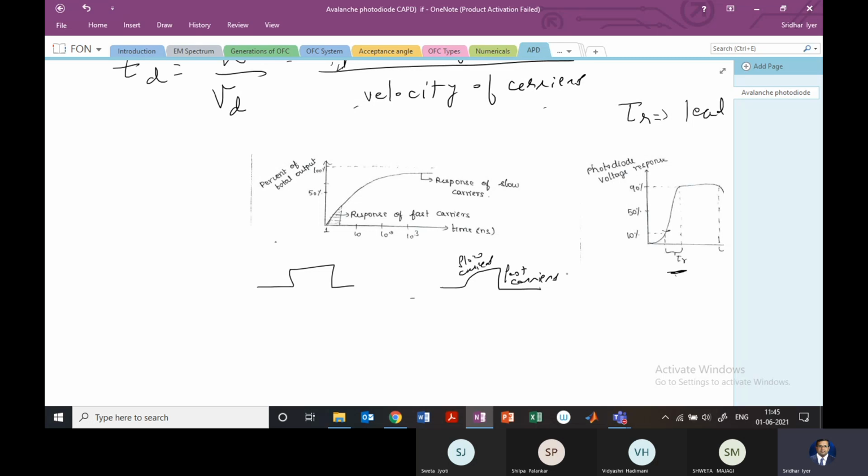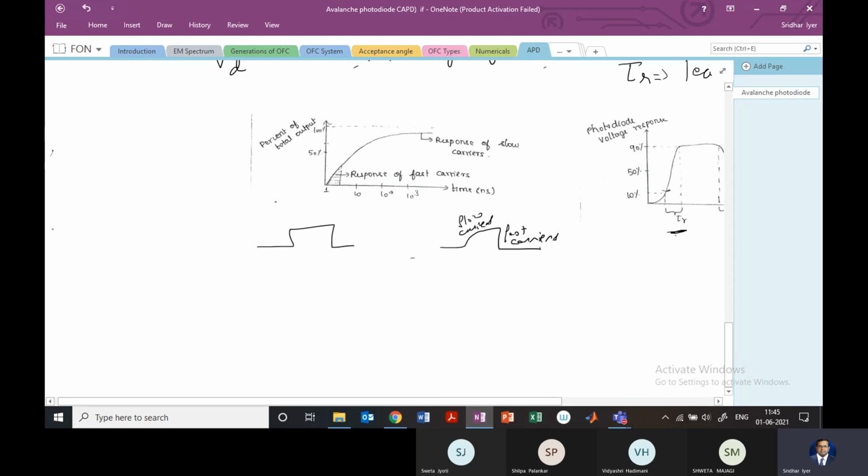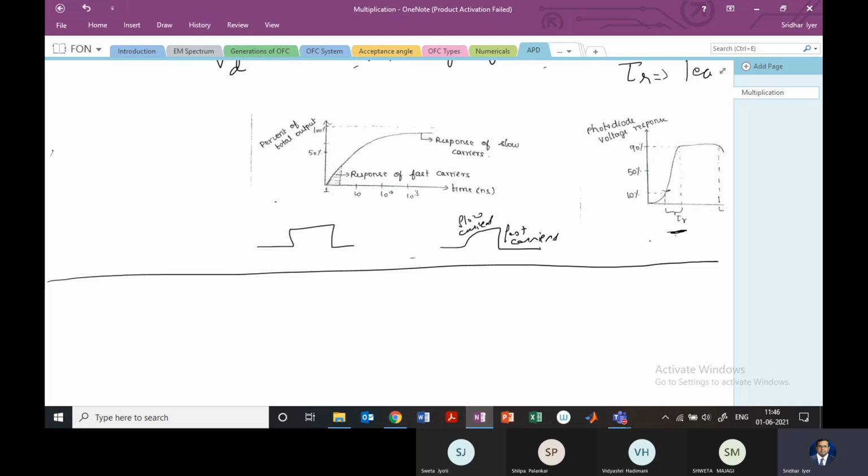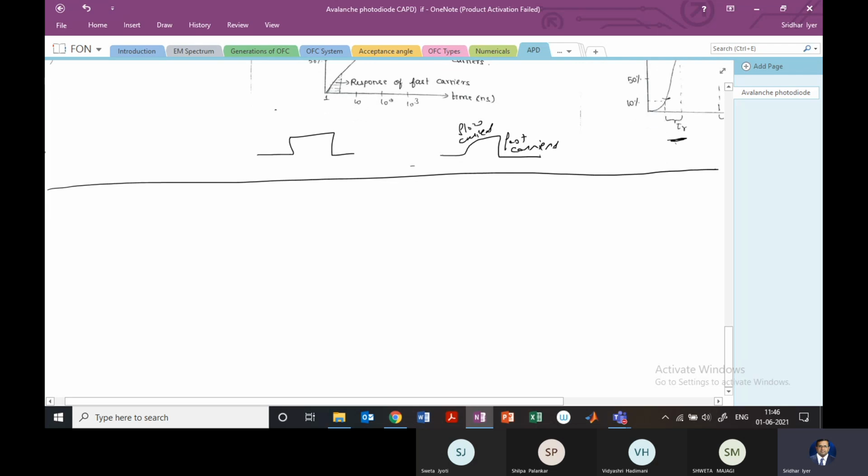So let us solve a few problems based on the PIN diode and APD. What I've seen in the exam is questions such as: explain the operation of the PIN diode, followed by a numerical. But more often we get the question on APD, explaining the principle, the diagram, the operation, followed by a numerical. Okay, so that is the trend which I have seen. So you'll get about two parts to this question, right? Operation and the numericals. So let's look at a few numericals.